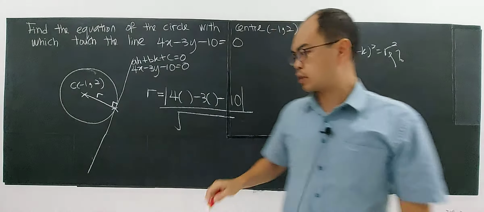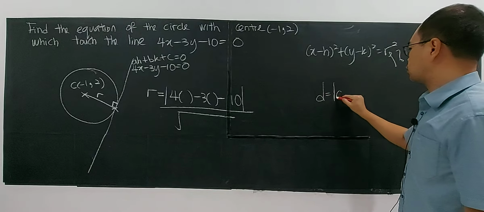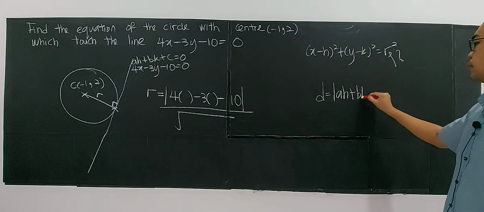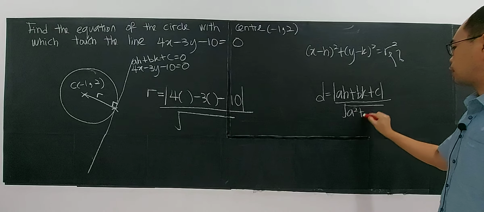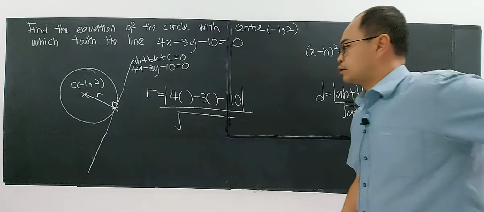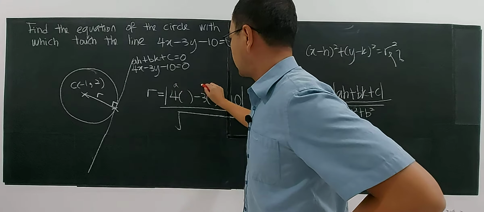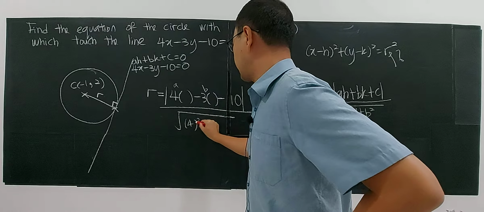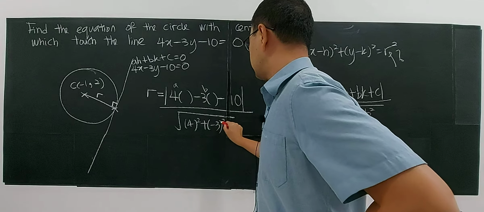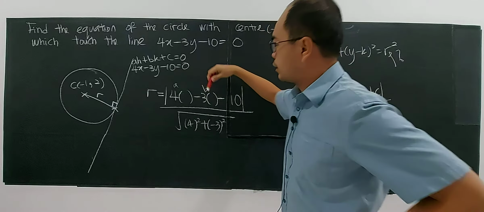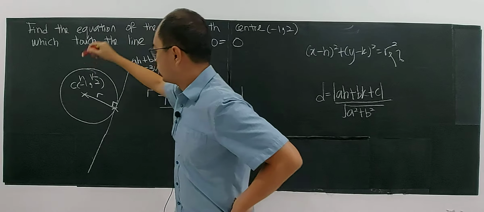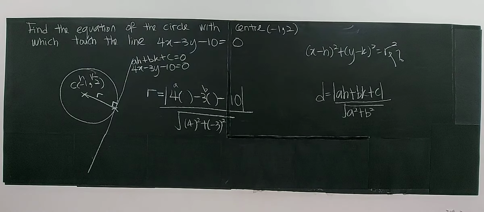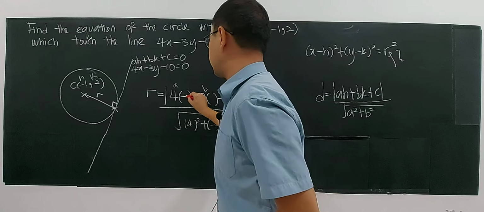And the formula for shortest distance will be d equals the modulus of Ah plus Bk plus C, over the square root of A squared plus B squared. This is your A and this is your B. So of course here we have 4 squared plus B squared. And what are the values of h and k? They will be the center of the circle, which is -1 and 2. So I'm going to put -1 here and 2.